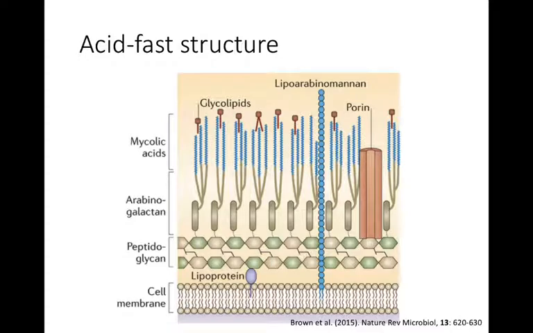Prototypical members of the acid-fast, as I mentioned, include the Mycobacterium. Tuberculosis is a bacterium that has this type of waxy surface. And this is a really good way to avoid immune detection too. It's kind of similar to the glycocalyx that we talked about on Monday.